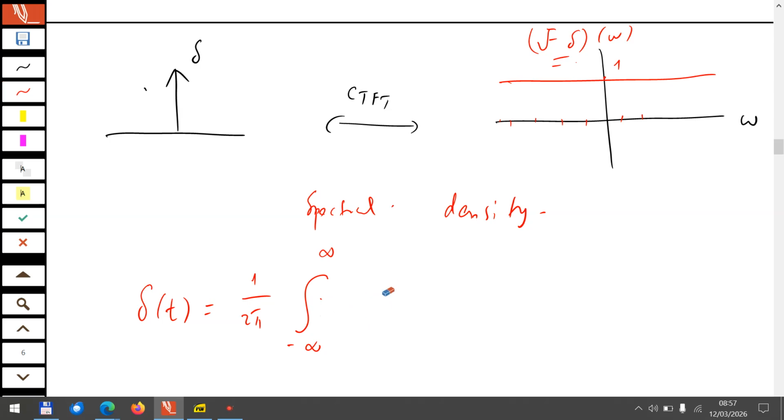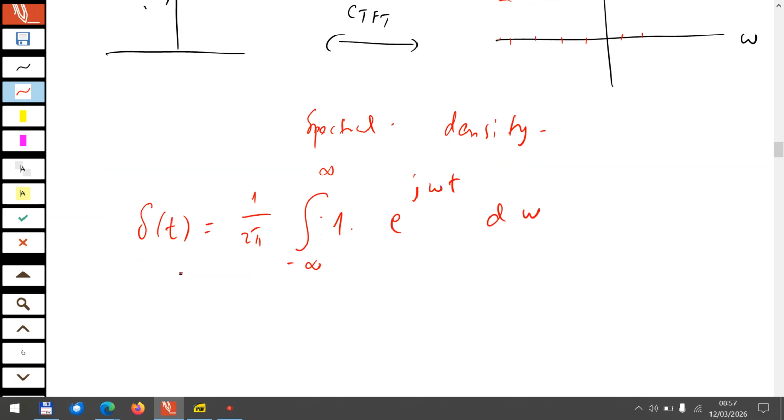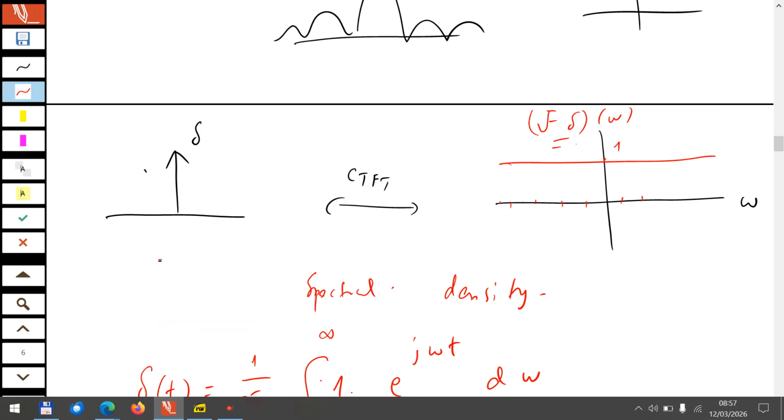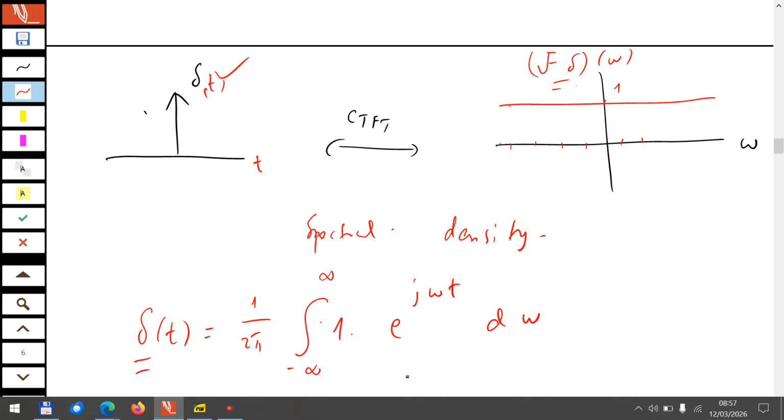So instead of X of omega, you have this 1, right? And you have this e to the j omega t d omega. Try to read this equation. In order to get this function in the time domain, you need all the frequencies. One means that I need all the frequencies. And all the frequencies must have the same density, because this is density. The same density to construct it.